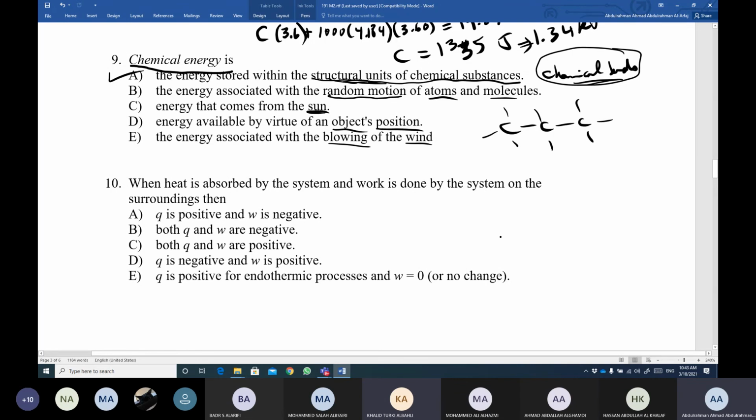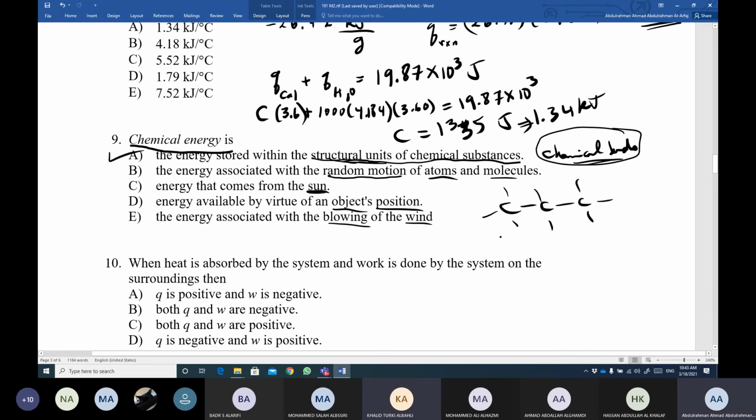B should be the temperature. Which choice? Choice number B, the random motion. Exactly. Temperature is associated to the random motion. The temperature, not energy, but the temperature associated with random motion of atoms and molecules. Yes.